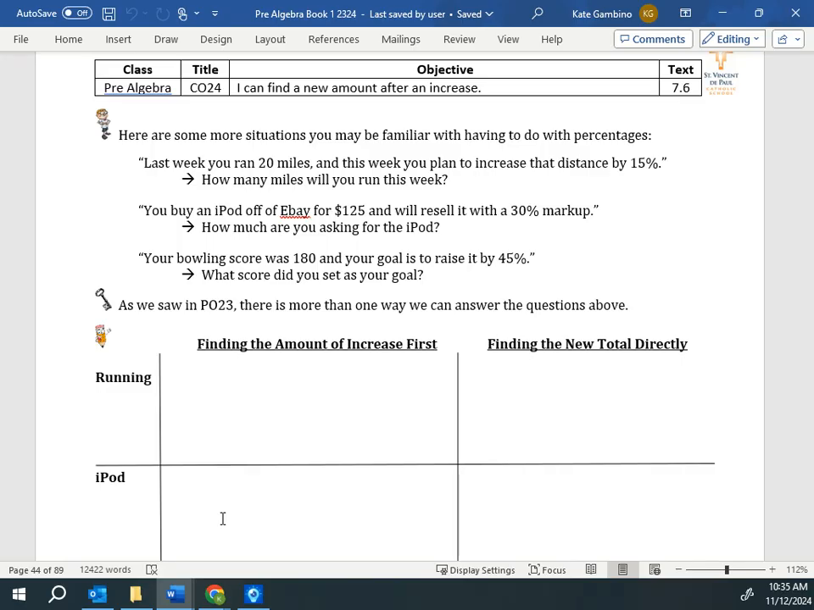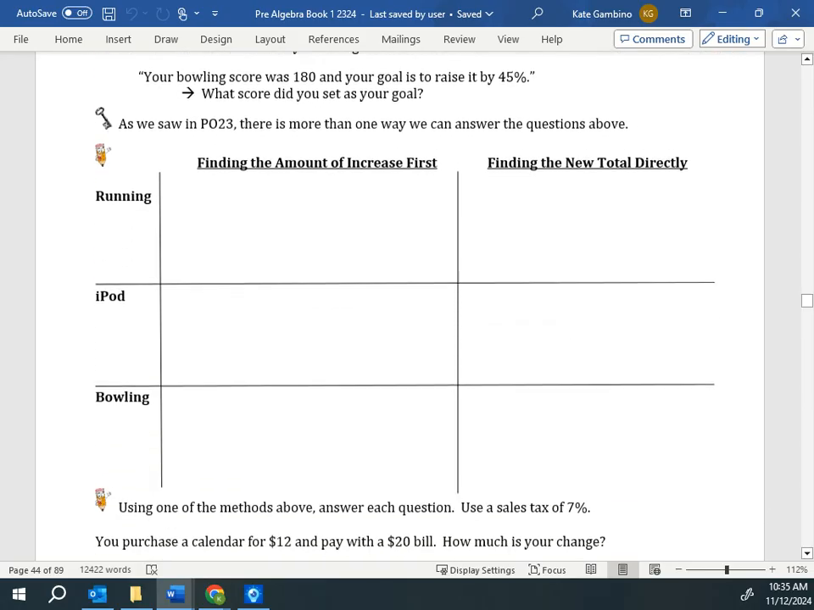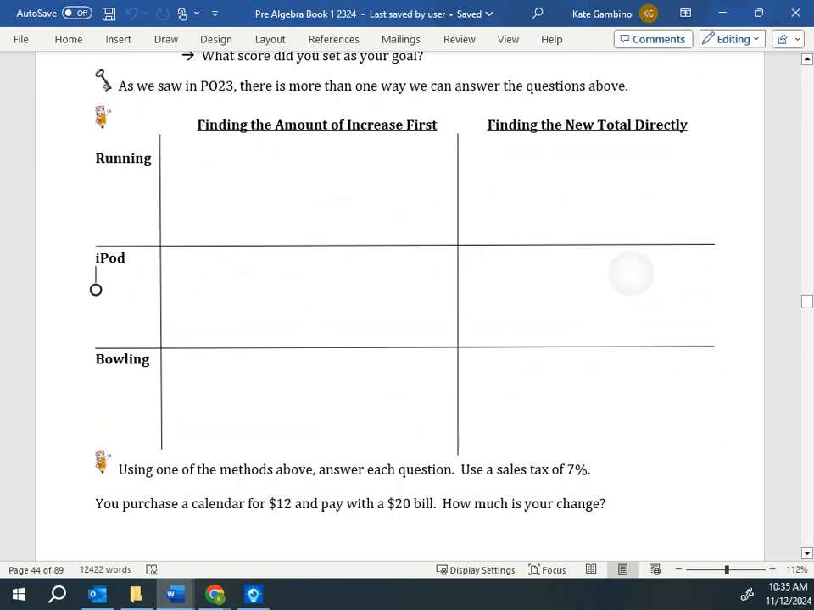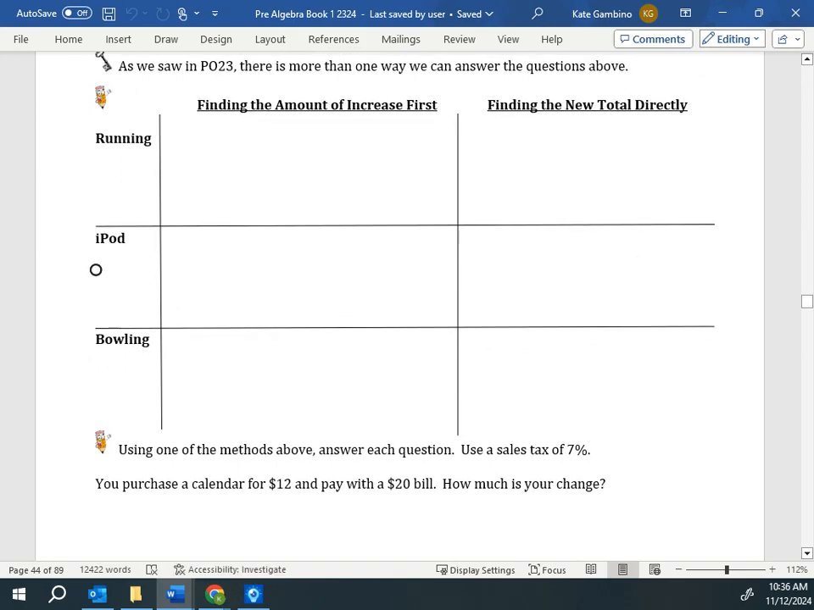So all of those answers are going to be bigger, right? So if you bought it for $125 and you increase it by 30%, it's going to be a bigger number, right? We want to sell it for more than what we bought it for. So we have a couple of different ways that we can get to our answer. So just like in PO23, we're going to go through different methods to get to that answer. So we're going to do finding the amount of the increase first, and we're going to see how that works for each of these scenarios.